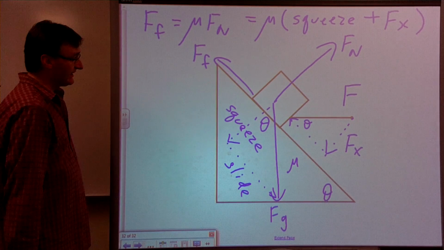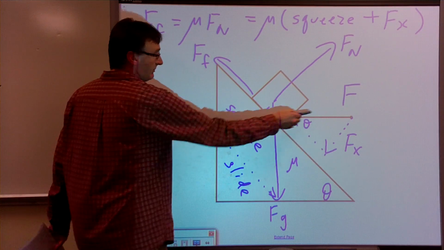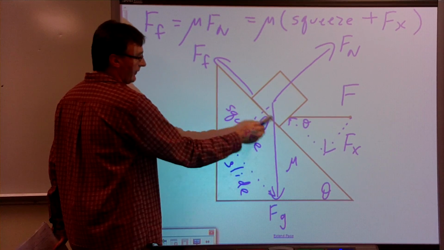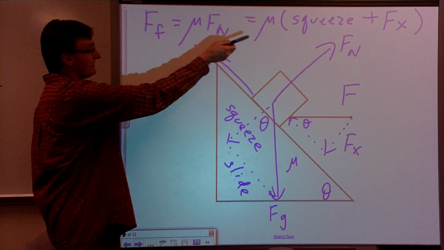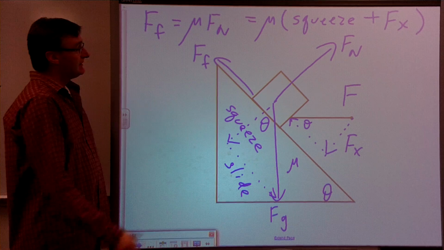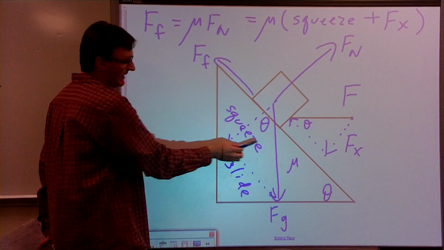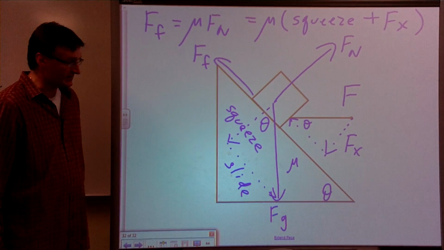And it makes sense intuitively, because if this force is being applied in this direction, it's going to affect the squeeze, or the force between the two objects there, which means that it's going to affect the force of friction. So in this case, the normal force is going to equal the squeeze plus that x component there. And so that complicates things a little bit further.